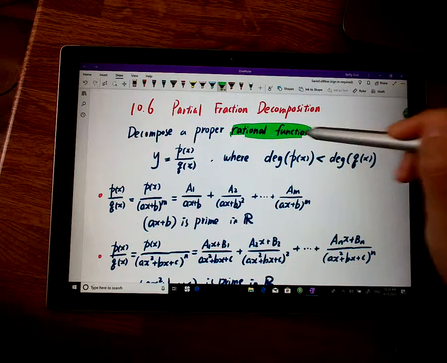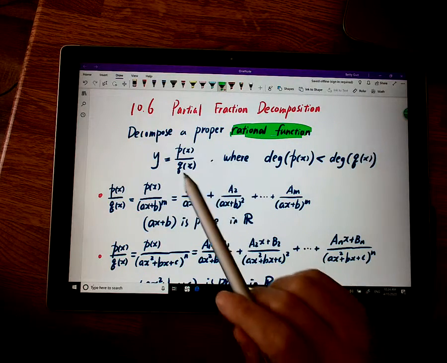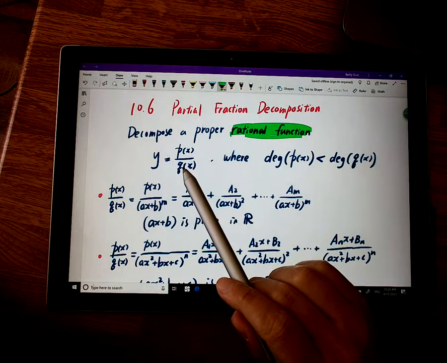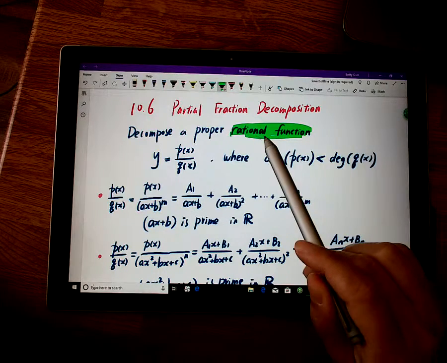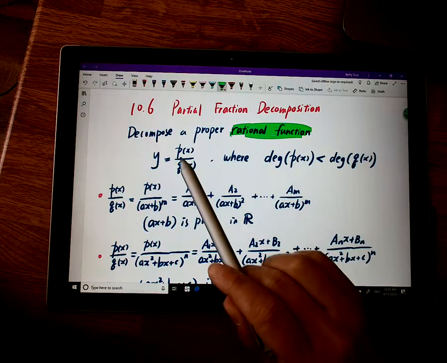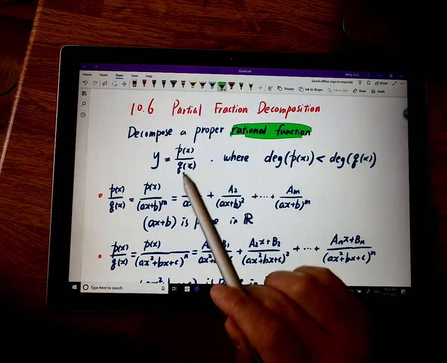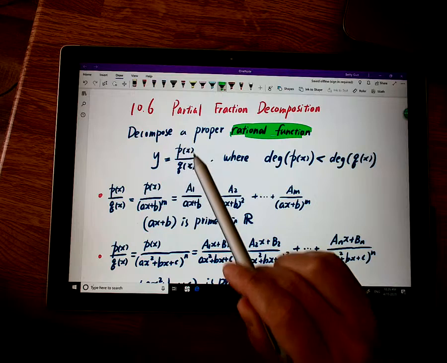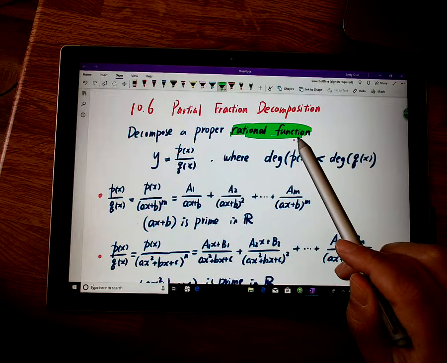I think we learned this in chapter 2. A rational function is a function which can be written in the form of a quotient of two polynomial functions. So what is a rational function? You see a polynomial in the numerator, a polynomial in the denominator, a quotient of two polynomials. Then that function is a rational function.